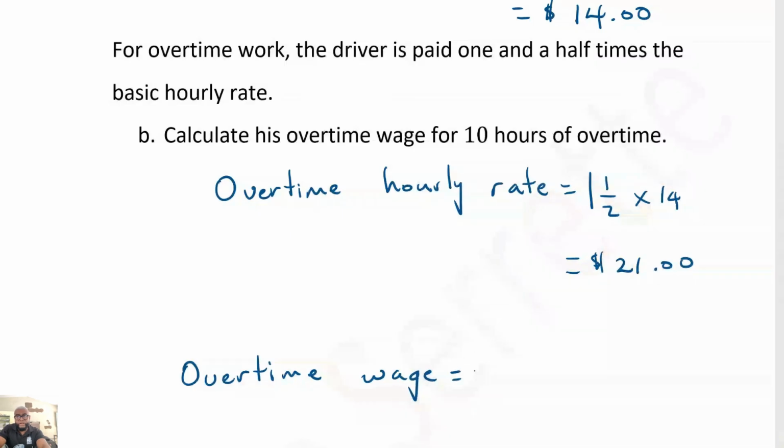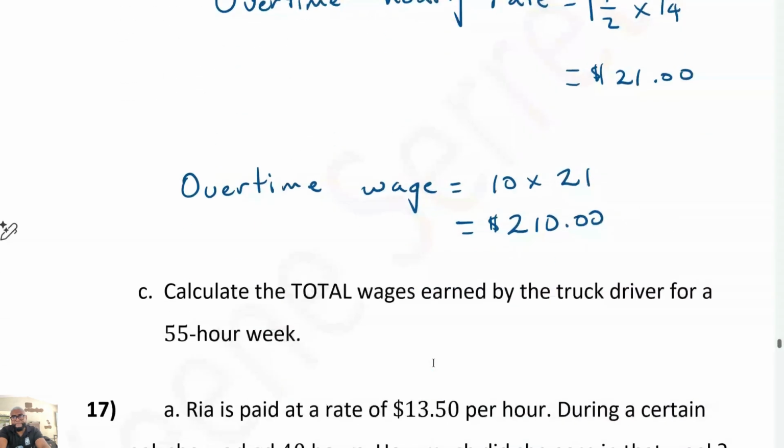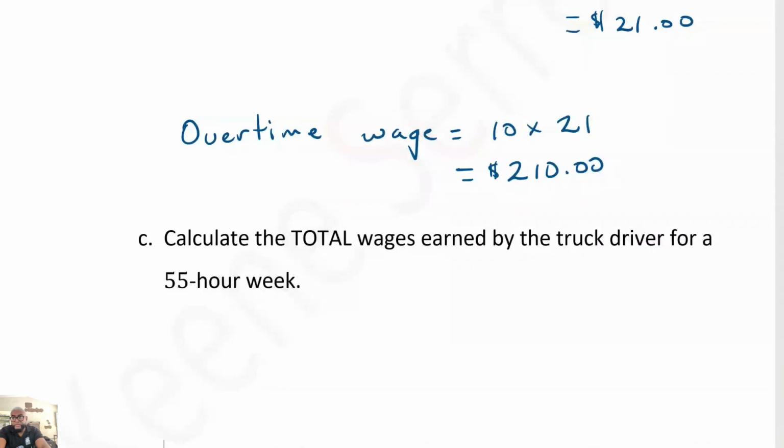So that will be equal to how many hours did he make in overtime? 10 multiplied by what's the overtime hourly rate? 21. So this overtime wage would be $210. Everybody good there? Next: calculate the total wages earned by the truck driver for a 55-hour week.